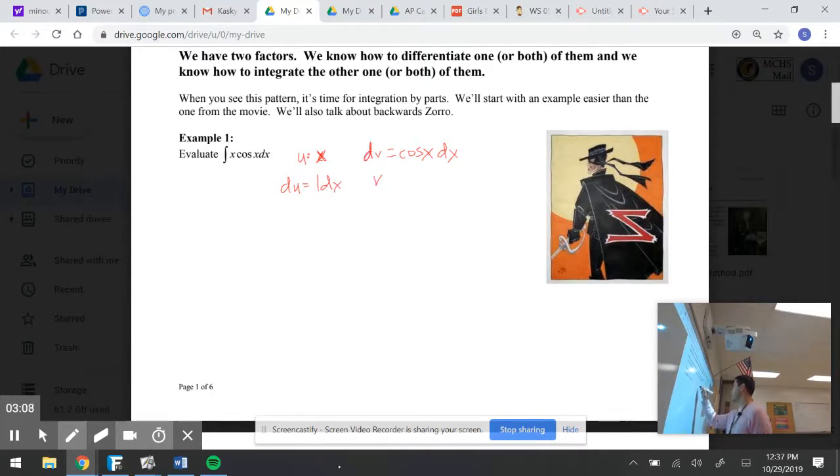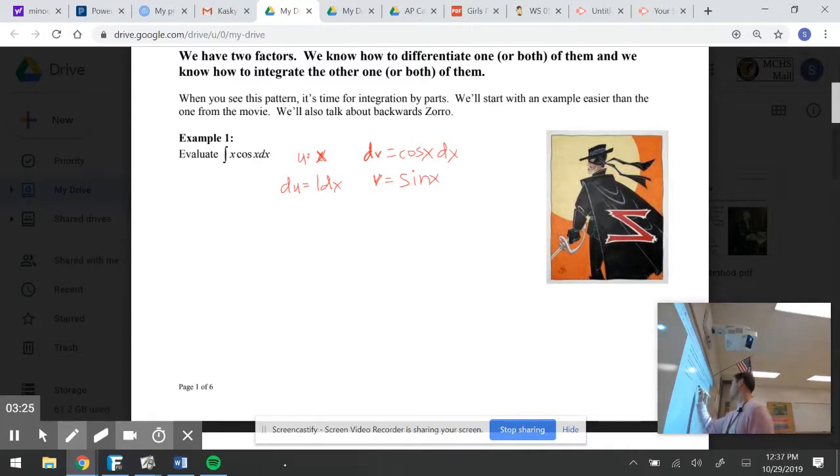Since this is dv, we're going to take the antiderivative of it. And the antiderivative of dv is v. The antiderivative of cosine would just be sine x. And then it would be plus c, but we don't do that in this, okay? We're going to add that c at the end. And then we backwards Zorro that bad boy.